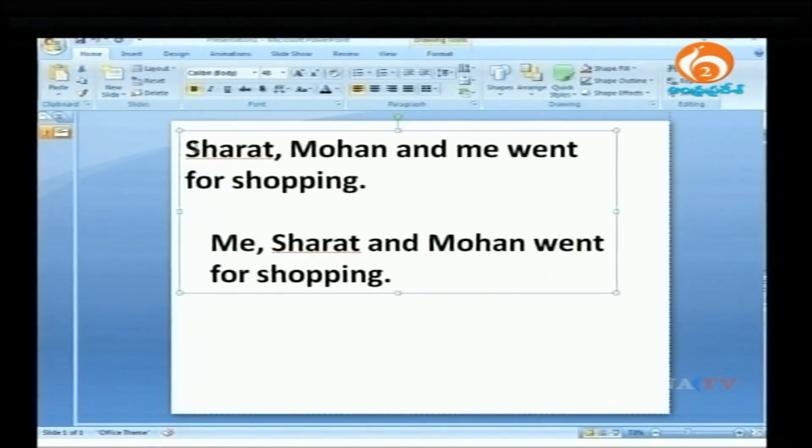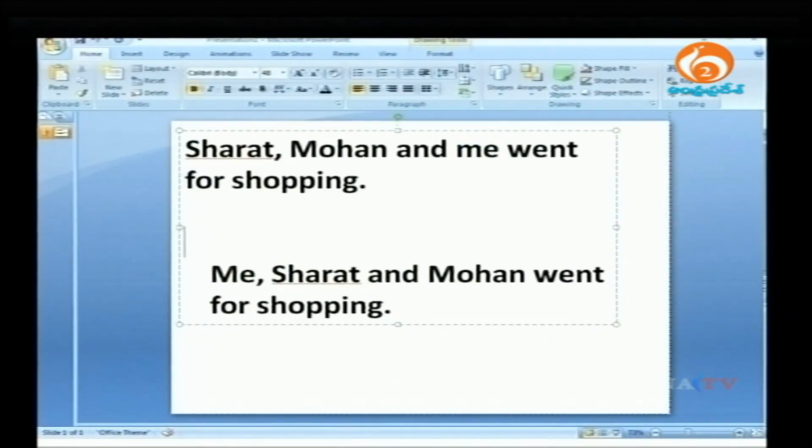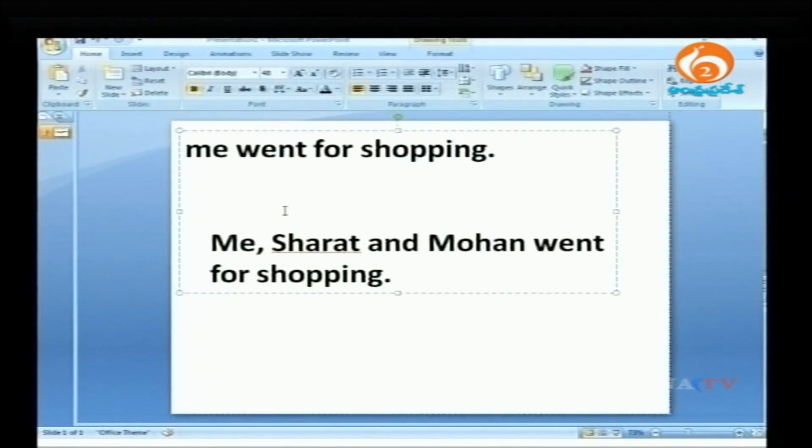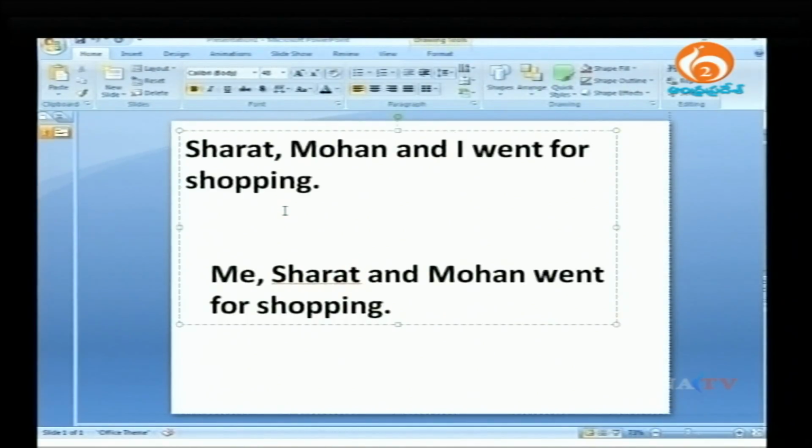When you have more than one person apart from you as a first person, you should always be mentioned in the end. In this case, for example, in this one, you as a first person are mentioned first, which is wrong. Here you are mentioned as the last person. The position is correct, but the form is incorrect. Why is it so? If I remove this, do you say me went for shopping, or I went for shopping? You actually say I went for shopping. Hence, Mohan, Sharath and I went for shopping is the correct form.